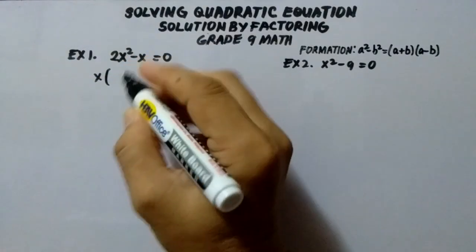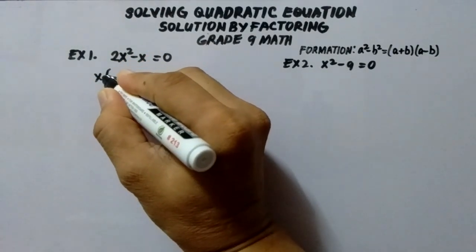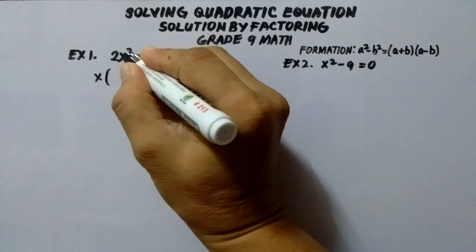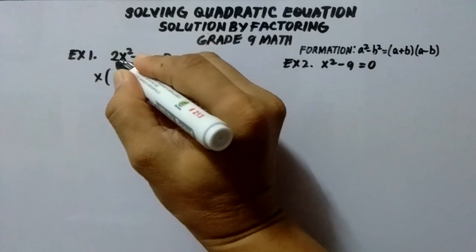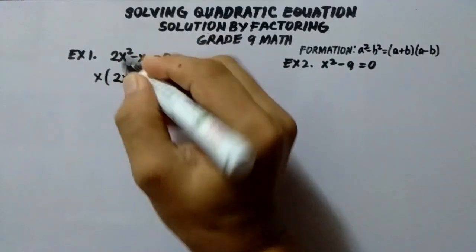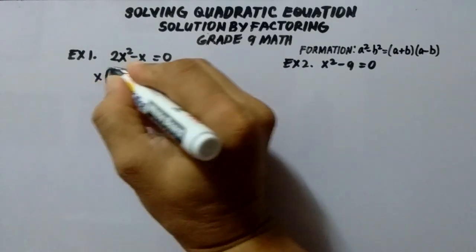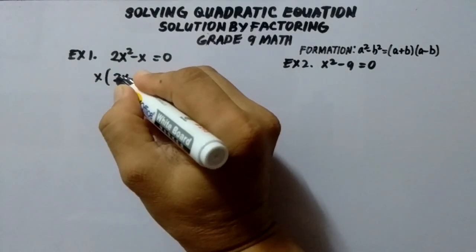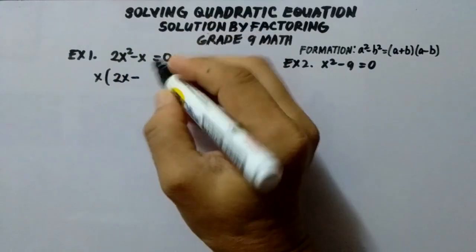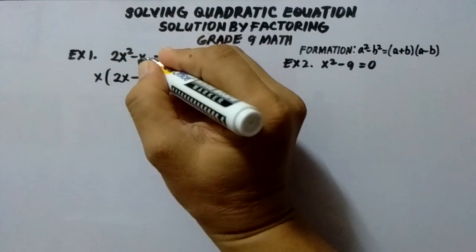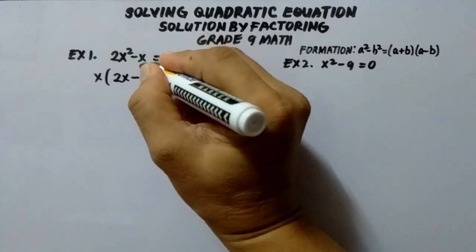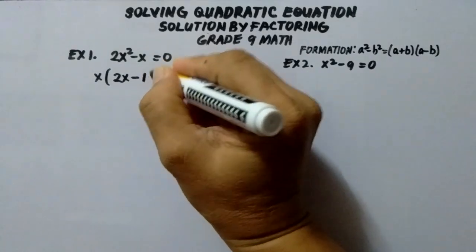Then, times the quantity. So, i-divide po natin yung ating common factor na kinuha, which is x, dito po sa 2x squared. So, 2x squared divided by x. So, we have 2x. So, if we multiply x times 2x, so we have 2x squared. Ito po yan. Then, copy the sign, negative. Then, let's divide the common factor x to x. So, x divided by x is equals to 1.